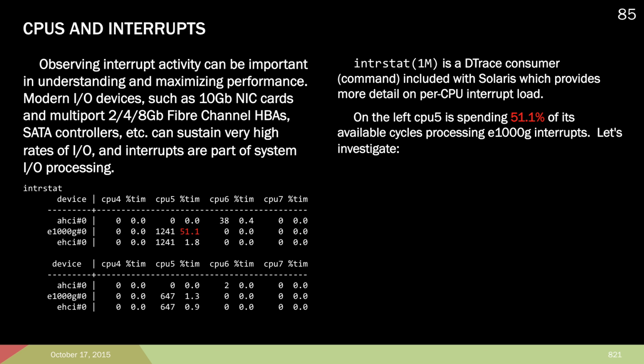InterruptStat is a DTrace consumer included with Solaris, which provides more detail on per-CPU interrupt load. On the left, CPU 5 is spending 51.1% of its available cycles processing E1000G interrupts. Let's investigate.